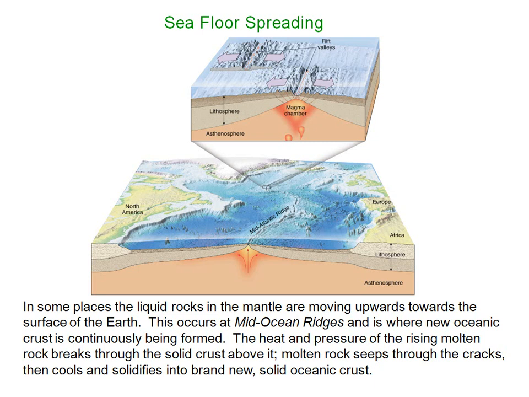In some places, the liquid rocks in the mantle are moving upwards towards the surface of the Earth. This occurs at mid-ocean ridges and is where new oceanic crust is continuously being formed. The heat and pressure of the rising molten rock breaks through the solid crust above it. Molten rock seeps through the cracks, then cools and solidifies into brand new solid oceanic crust.